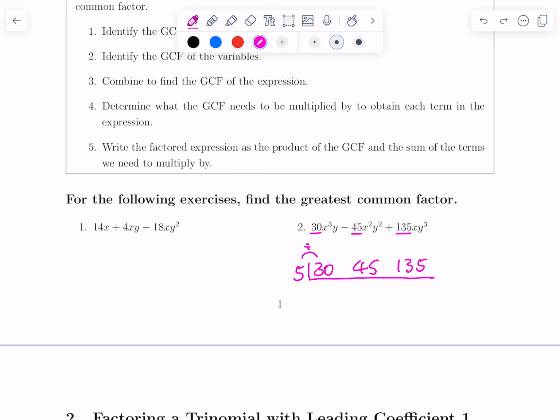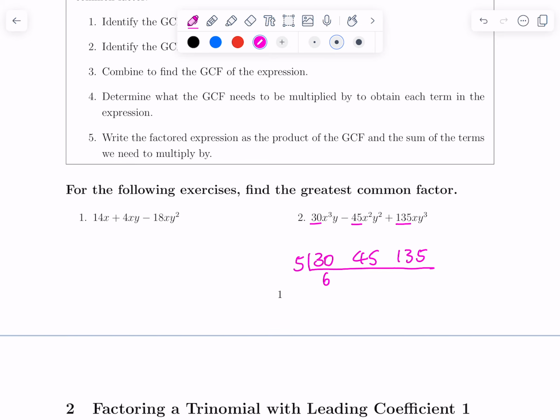And then we're going to use 45 divided by 5, which is 9. Then we're going to use 135 divided by 5, and we will get 27. We see 6, 9, and 27. They can all be divided by 3. So I'm going to take out the 3.